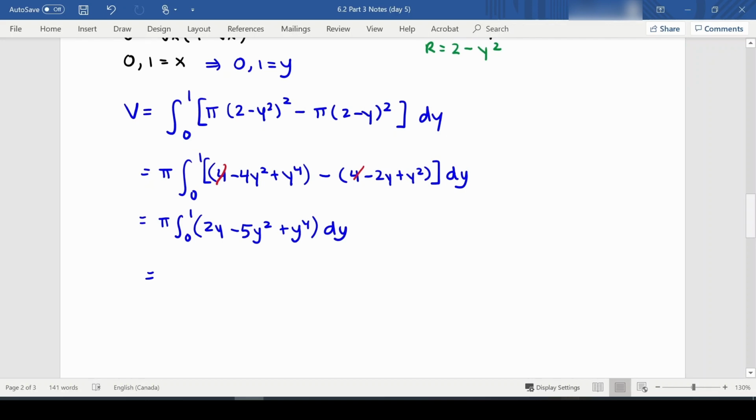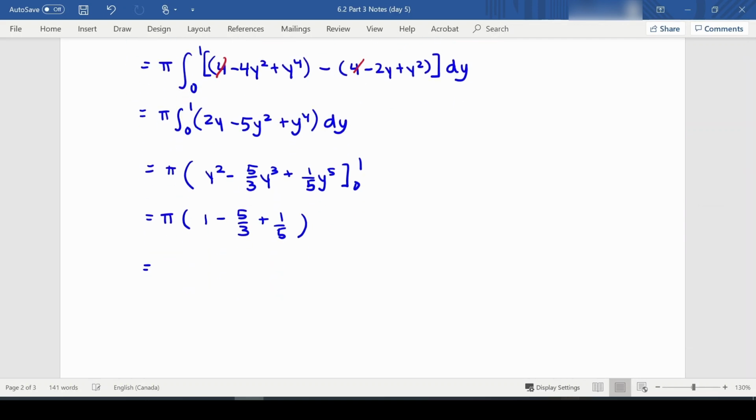Okay, so when I expand the first quadratic, I should have 4 minus 4y squared plus y to the power 4, which means when I combine my like terms, I end up with minus 5y squared. So then I can integrate, end up with y squared minus 5 over 3y cubed plus 1 over 5y to the 5th, evaluated from 0 to 1, gives us pi times 1 minus 5 over 3 plus 1 over 5 minus 0, or pi times 15 over 15 minus 25 over 15 plus 3 over 15.